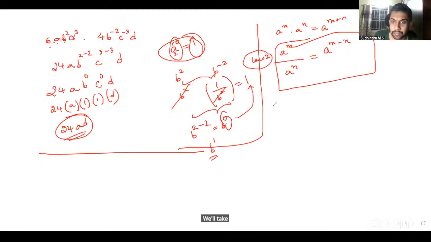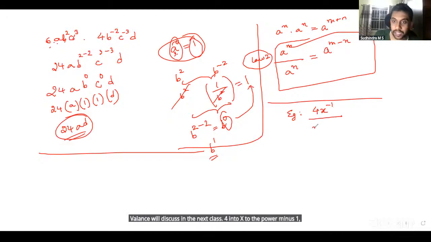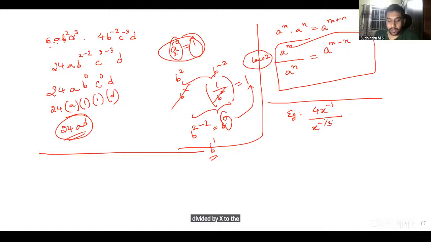We'll take a simple example. The balance we'll discuss in the next class. 4 into x to the power minus 1 divided by x to the power minus 1 by 3. Can we simplify this?